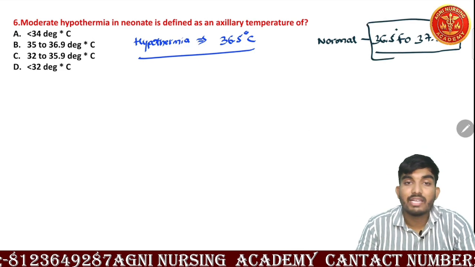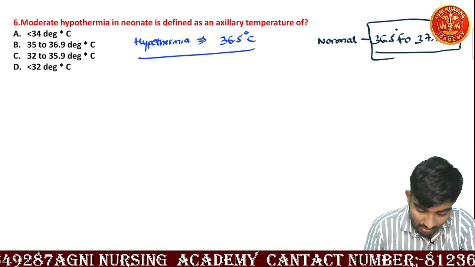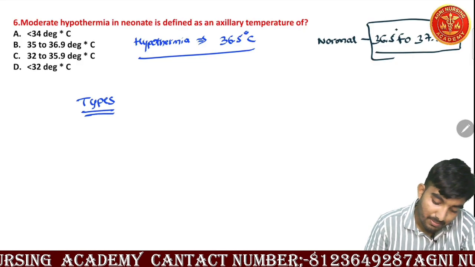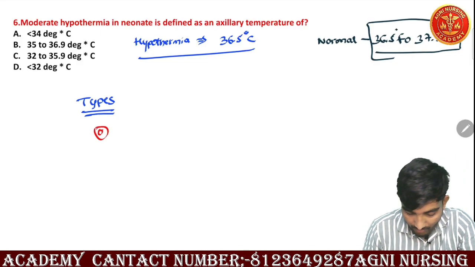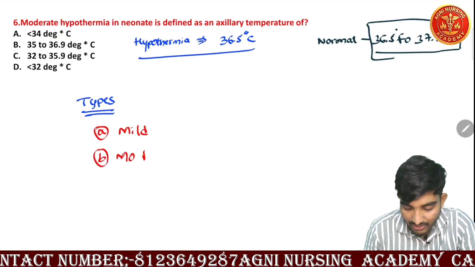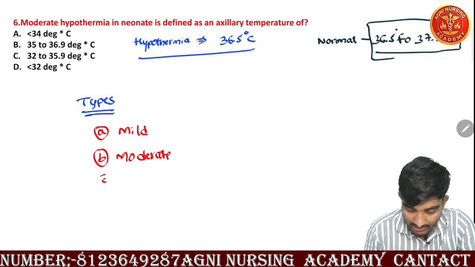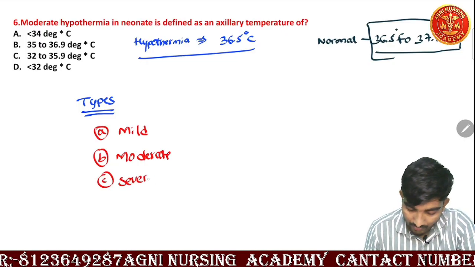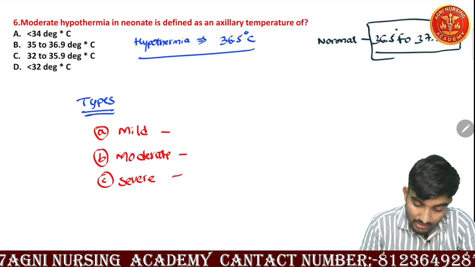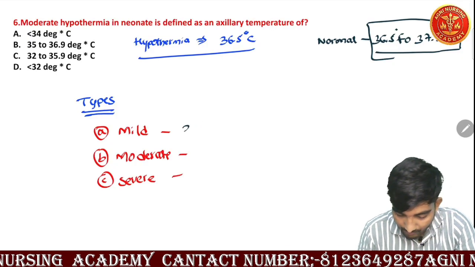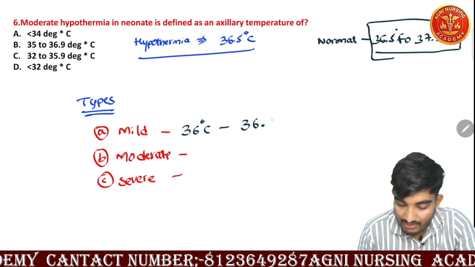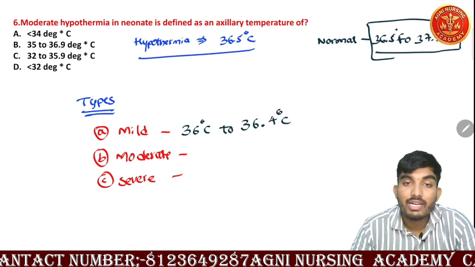We will see the types of hypothermia. There are 3 types of hypothermia: mild, moderate and severe. Mild means the temperature is less than 36; 36 degrees Celsius to 36.4 degrees Celsius we call mild hypothermia.